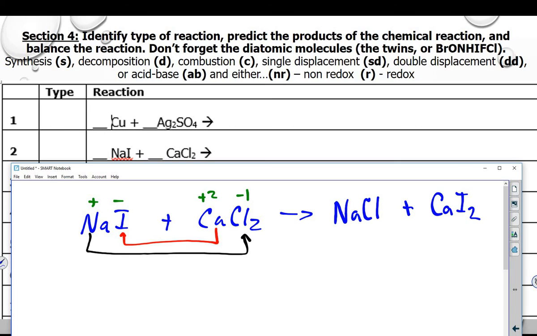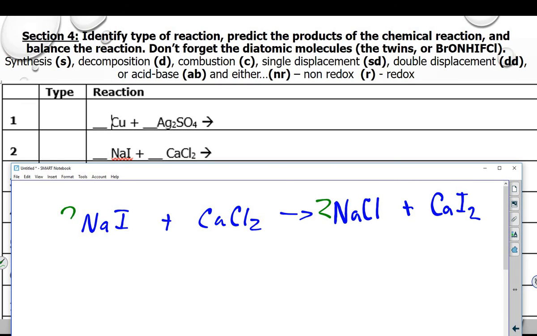Yes? I'm balancing the charge of each of these. So this is a +1, this is a -1, this is a +2, this is a -1. So I have to balance the charge. Okay? All right, so then I would go through and balance it. This is a double displacement, right? So what do we know about double displacement? Redox or non-redox? Non-redox. So all you'd have to do is balance here by putting a 2 and a 2. And then you could go on.